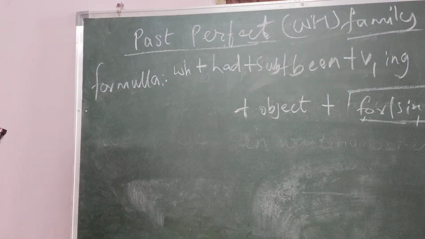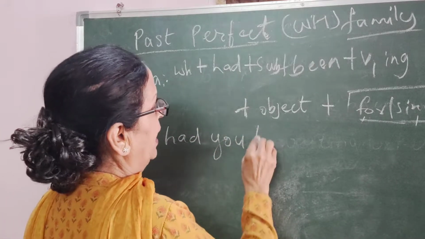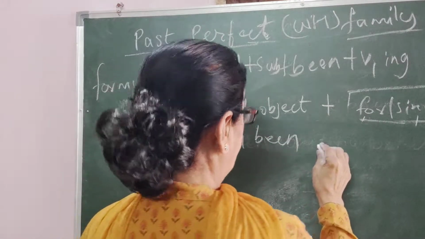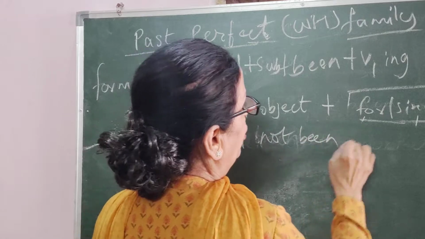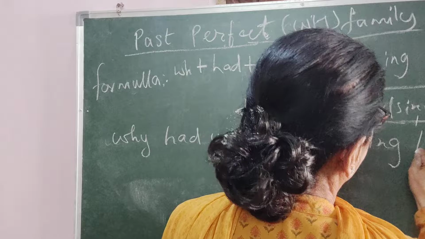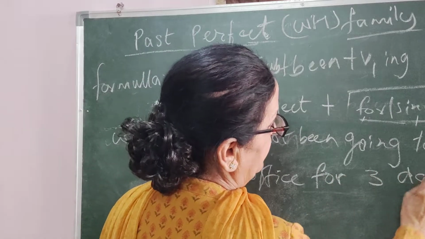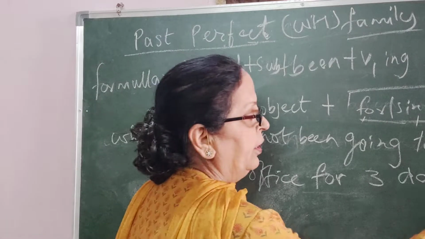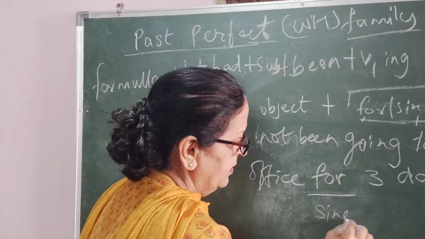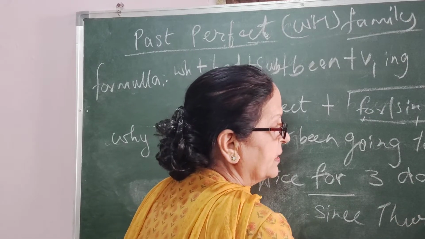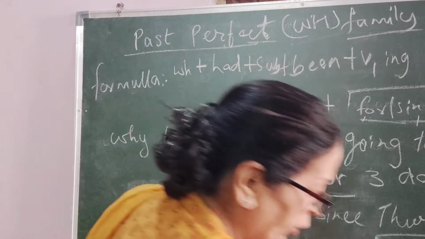Let me put up an example. Why had you not been going to the office? Why had you is my subject. Why had you been going? Not why had you not been going? Why had you not been going to the office for 3 days. अब ये कौन से 3 दिन है? क्यों नहीं जा रहे थे? You are not sure. But if I say, why had you not been going to the office since Thursday? तो यहाँ पर फिक्स है कि थर्सडे से आप ऑफिस क्यों नहीं जा रहे हो. So these are the rules for the WH family.